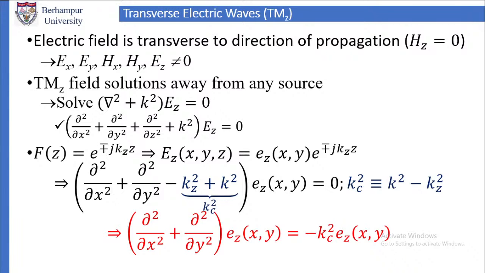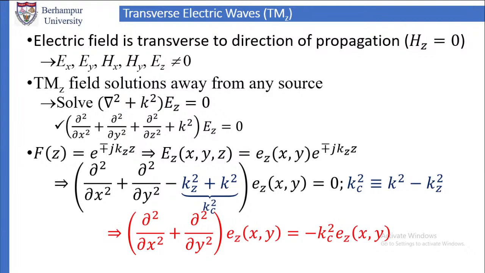Since the magnetic field is transverse, therefore Hz is equal to 0. There is no component of the magnetic field along the z direction. Therefore Hz is equal to 0. If Hz is equal to 0, the remaining 5 components are Ex, Ey, Hx, Hy, Ez. In general, these are not equal to 0.